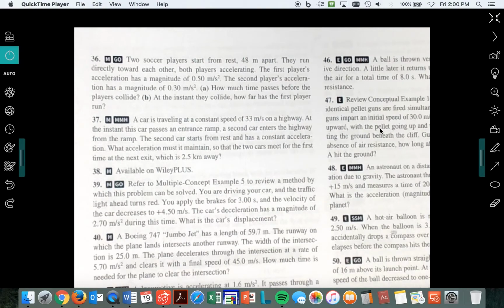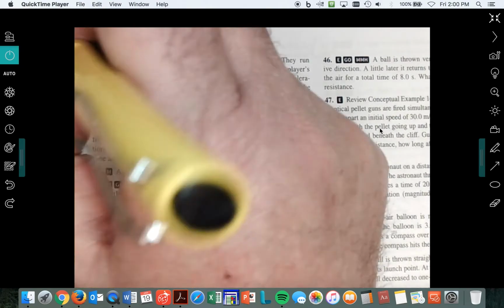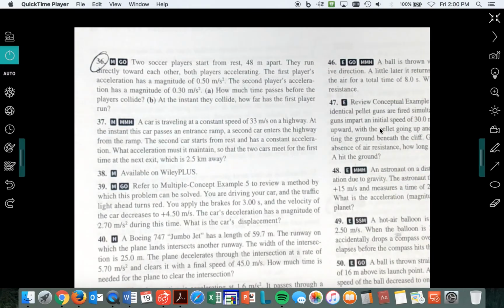All right, here we go. We're going to look at these two soccer players. We'll look at this problem. Two soccer players start from rest. They're 48 meters apart. They run directly towards each other. They should have told me they were starting from zero. Okay, so they start from zero.